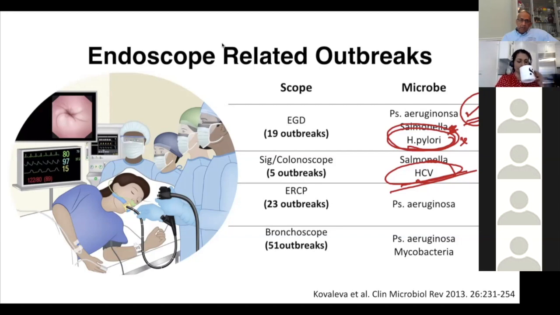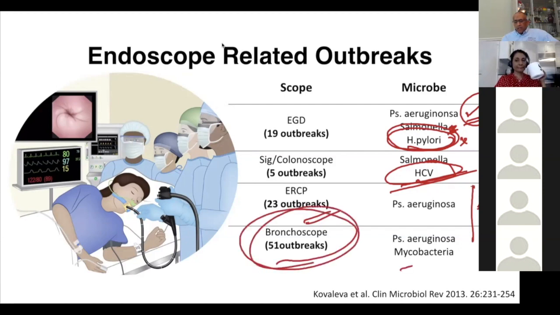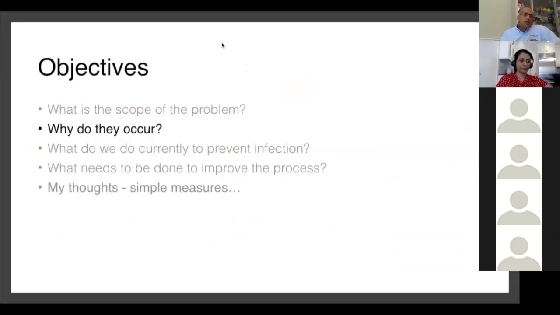In the last 5 years, the CRE infection became a big issue, although there were several outbreaks prior to that. And then if you look at it, bronchoscopes also account for a lot of endoscope-related outbreaks. So you can see from here, this is a problem. So then you ask yourself, why do infections occur? It is a very complex problem with multiple factors.